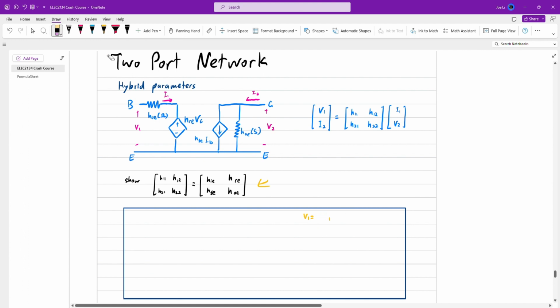I'm trying to improve my handwriting. H11 I1 plus H12 V2, it's kind of mixed around. Okay, now first thing we want to do is let V2 equal 0. So what does that mean? That means short this part, short circuit.